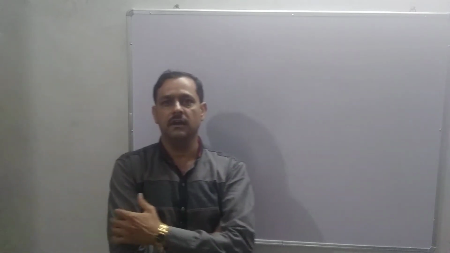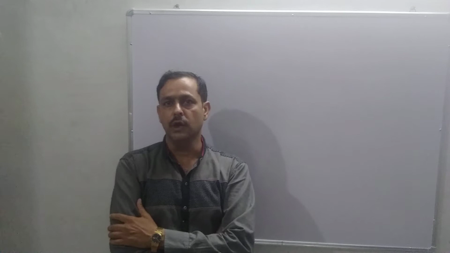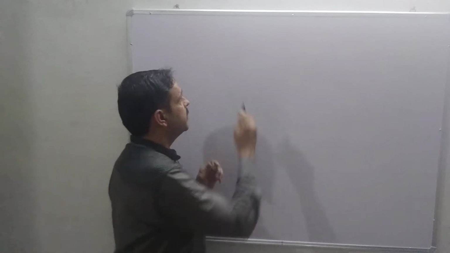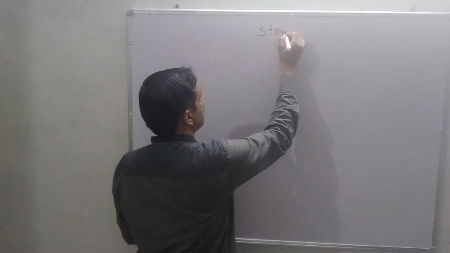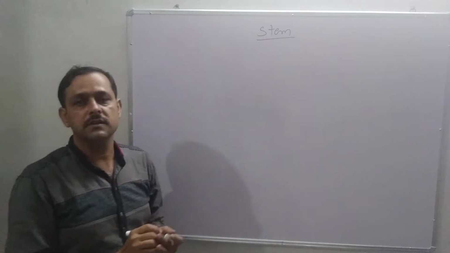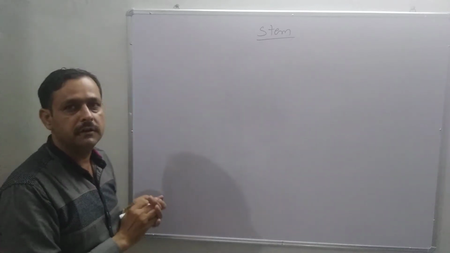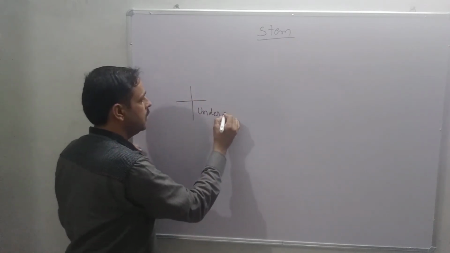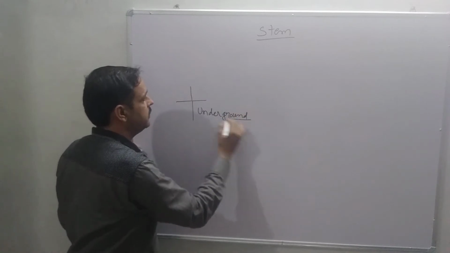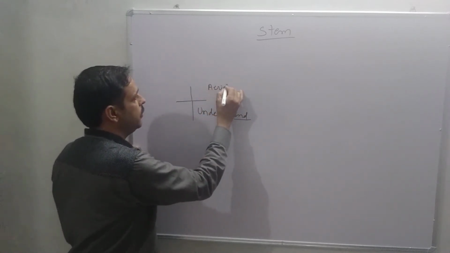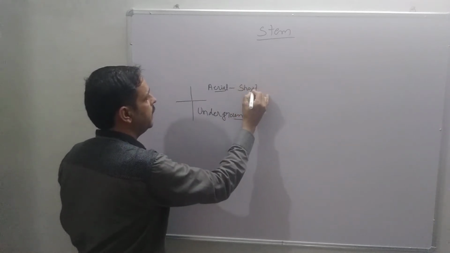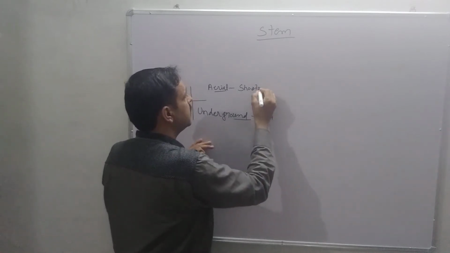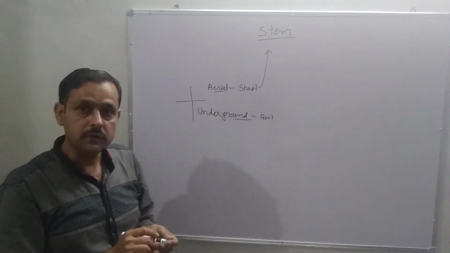We studied in our last class the morphology of flowering plants, in which we studied the root. Today our topic is stem. What is stem? Stem is the aerial part of a plant. Whenever we divide a plant into two parts, one is underground and another is aerial. The aerial part of the plant is called shoot and the underground part is called root. So stem is the part of shoot.